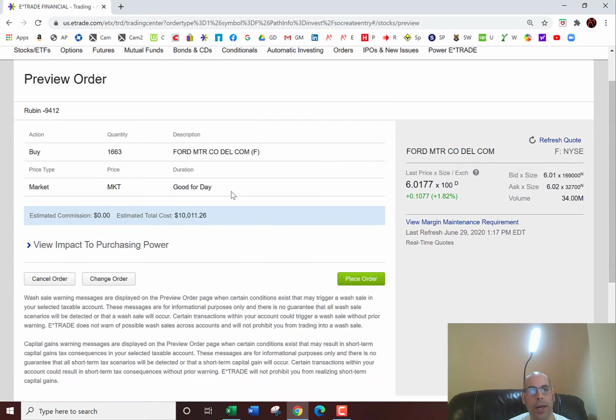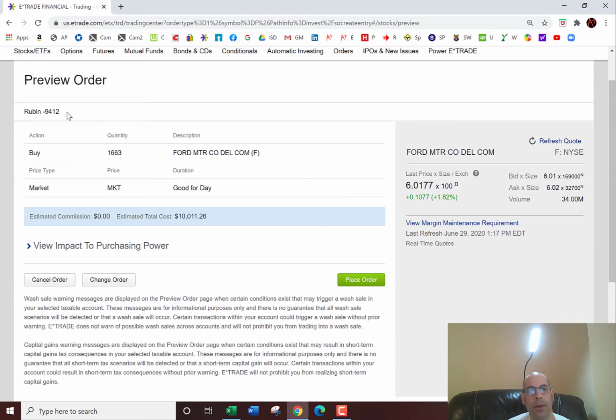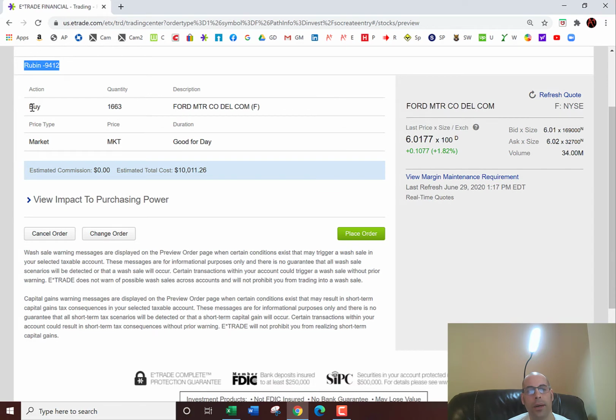And you always want to double check. Make sure you're using the right account if you have multiple accounts. And make sure it's a buy order and the number of shares is correct, the company's correct, the type of trade, I'm doing a market order, and it's good for the day. And this is the cost to me. So it's over $10,000 because the stock price might have went up between the time I started the order until now.